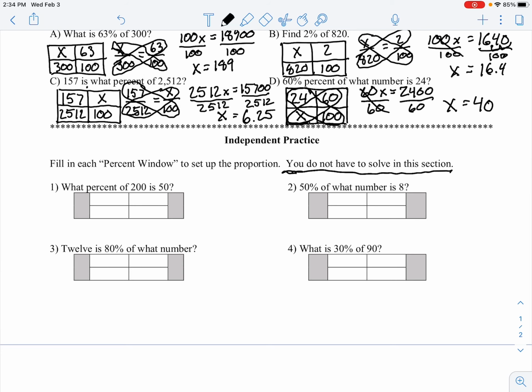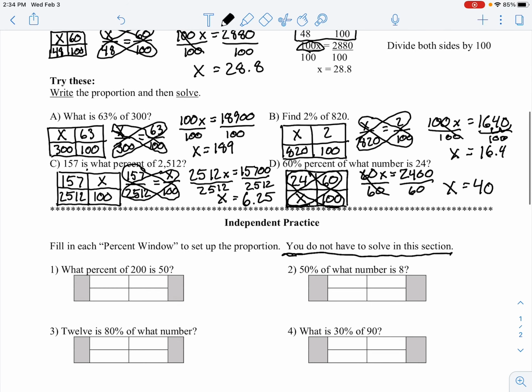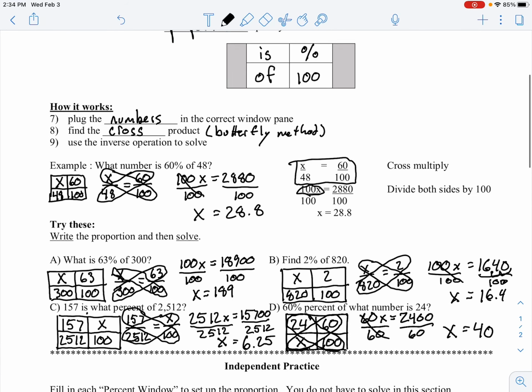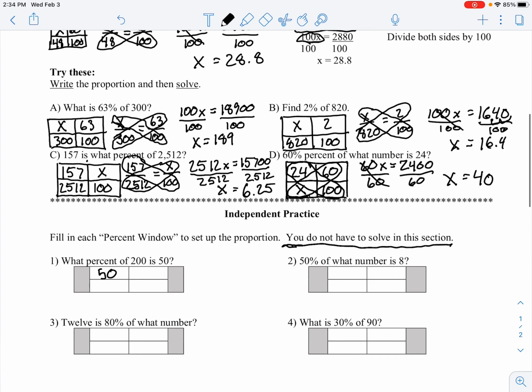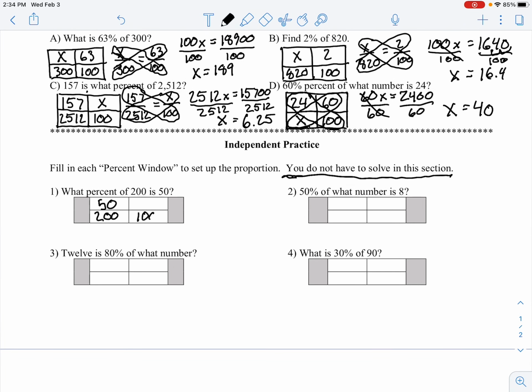So if we're just setting up a window here, remember from up above, top left pane is the is number. So is 50. So, whoops, sorry. We have is being 50. Bottom left is of. So what percent of 200? So 200 will go in our of box. Then we have our percent number, and 100 is always going in the bottom right. And we don't know the percent here, so we're going to put in an x for percent.